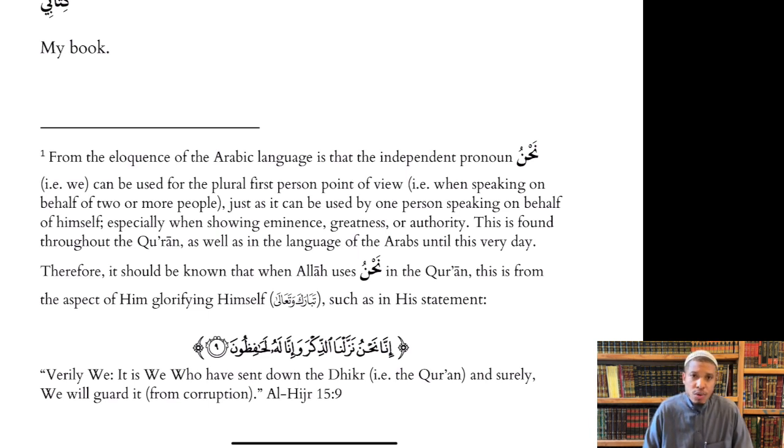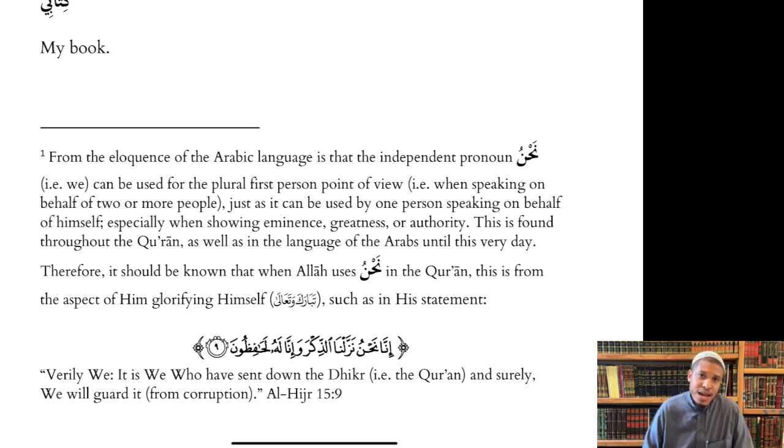And this is found in the Quran as well as in the language of the Arabs up until this very day. Therefore, it should be known that when Allah uses nahnu in the Quran, this is from the aspect of ta'zeem, glorifying himself subhanahu wa ta'ala, such as in his statement, Inna nahnu nazzalna dhikr wa inna lahu lahafidhun. Verily it is we who sent down the dhikr, the Quran, and surely we will guard it from corruption. Surah Al-Hijr, ayat 9.